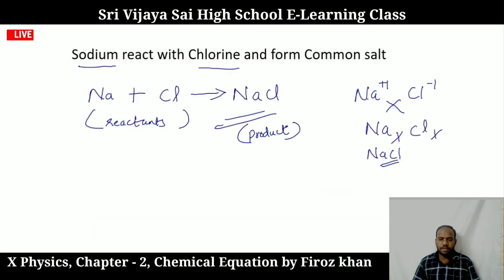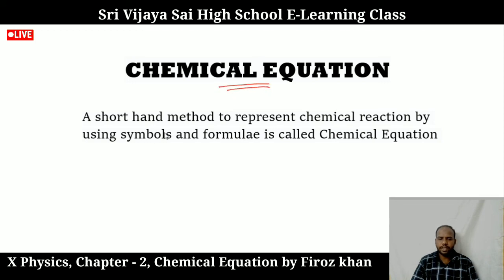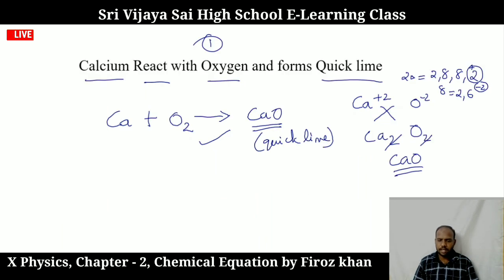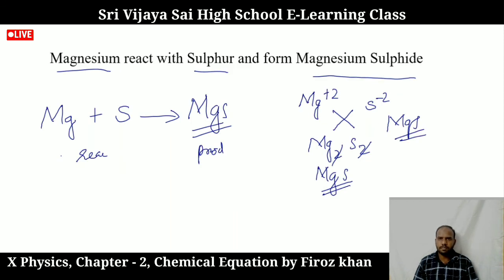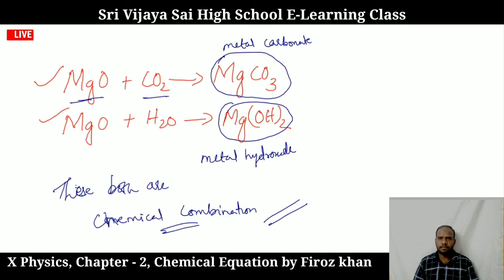So very soon we will study the chemical decomposition reaction. In today's class we studied the chemical equation, a shorthand method to represent a chemical reaction by using symbols and formulas, which is called a chemical equation. And we studied chemical combination, a reaction in which a single product is formed from two or more reactants. And we have done many examples of chemical combination. And still, if you have any doubt about chemical combination, you can contact me by messaging on WhatsApp. And soon we will study the remaining topics, chemical decomposition, displacement, and double displacement.